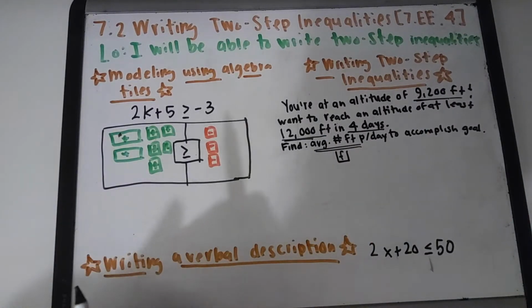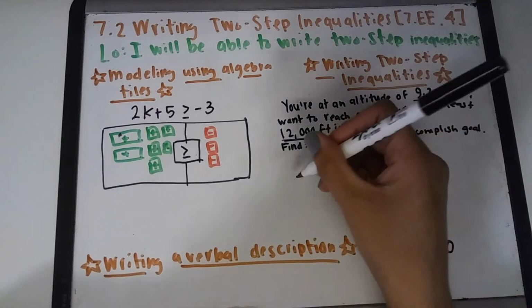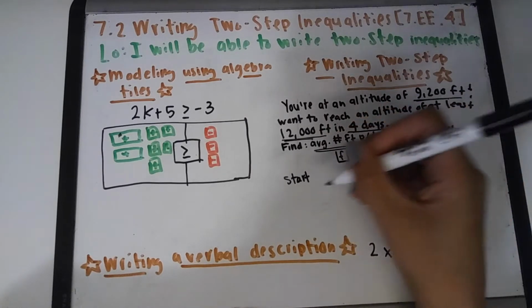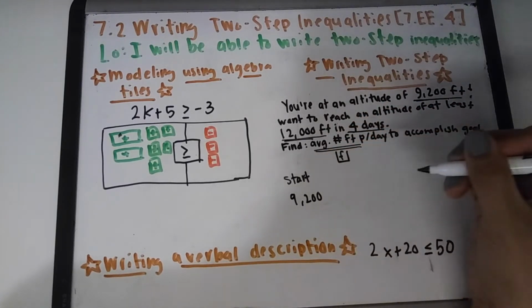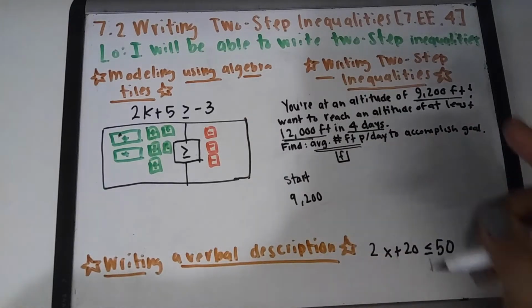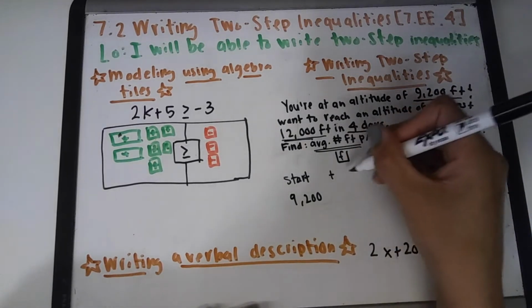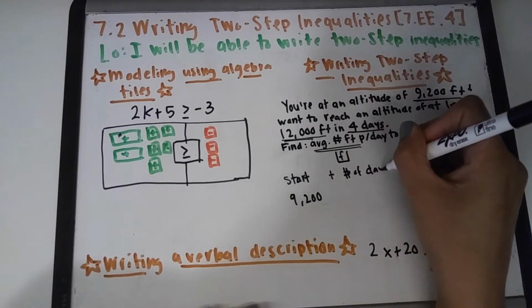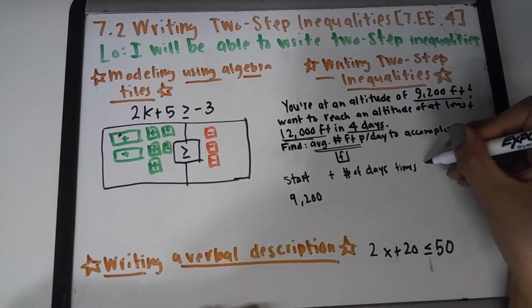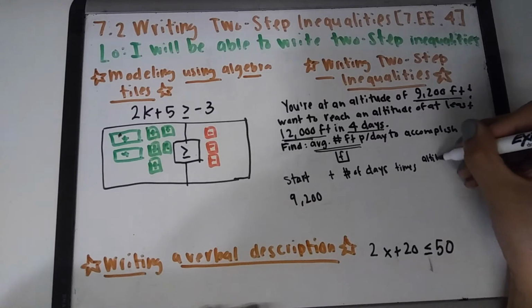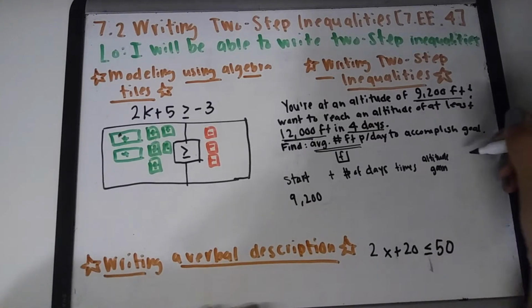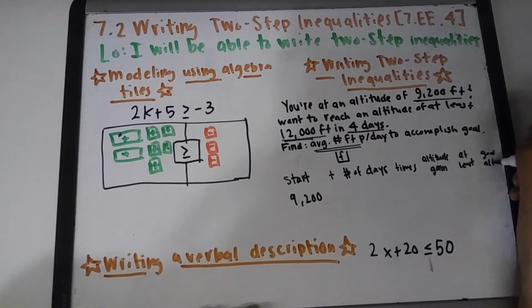Okay, the third step is using words. Using the words in the problem, you're going to get the information, and then you're going to put it together with an inequality. Okay, so I'm going to write that right there. So I start at 9,200 feet. So this is my starting point. So that's my constant, and it says that I have a specific number of days to reach, right? So times my average, basically, the altitude gain, and this is that it has to be at least, right? I want to get to my goal, which is going to be 12,000.